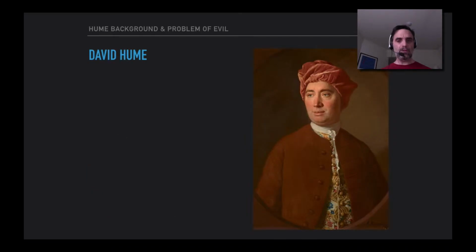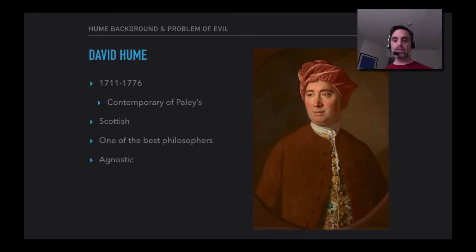So David Hume was a philosopher, who lived 1711 to 1776. He was a contemporary of Paley. He was Scottish, Scotland being directly north of England. He's one of the best philosophers ever, so it's nice that we get to read him.